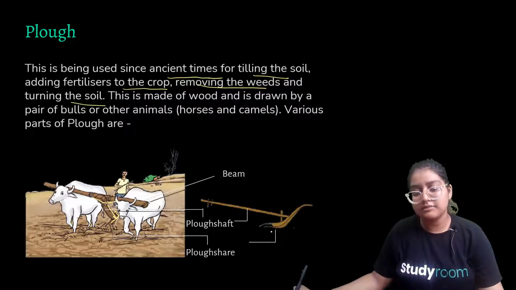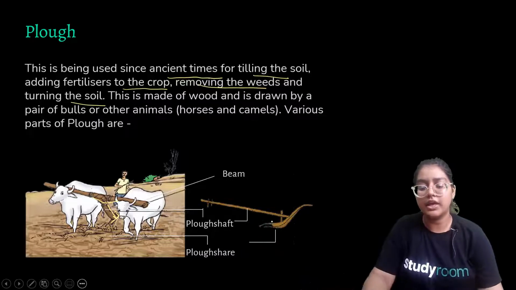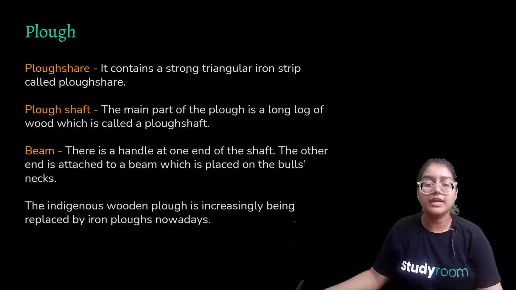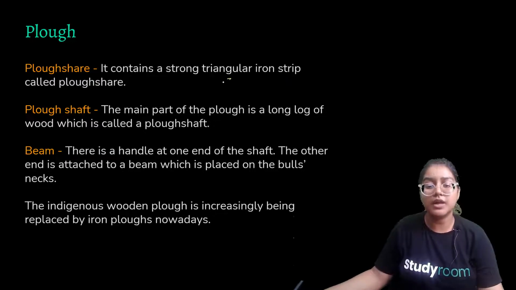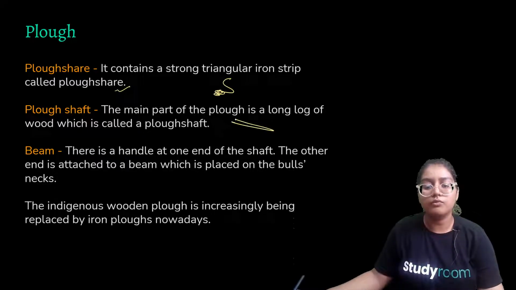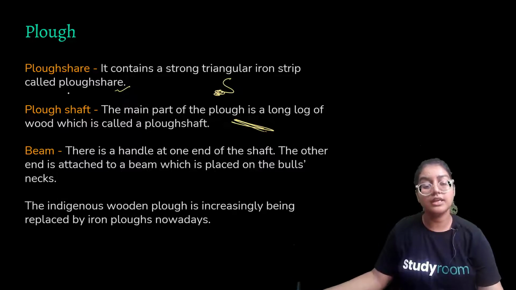This device is called plug, and you can see the iron plug shaft here. The bigger, longer wooden rod is the plug shaft, and this S-shaped structure with a blade is called plug share. The plug share contains a strong triangular iron strip. The plug shaft is a long wooden rod. The beam: there is a handle at one end of the shaft, and the other end is attached to the beam, which is placed on the bull's neck. So there are three parts of the plug.